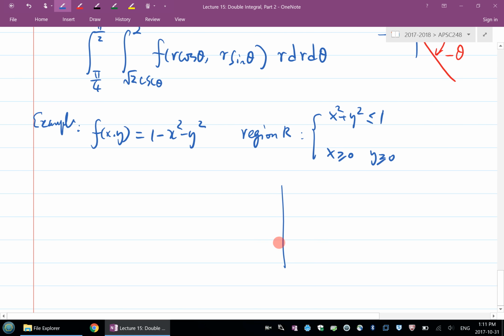So let me draw the R here. Both x and y are greater than 0, and this is just the circle. So you're looking at just a quarter of the circle here, right?